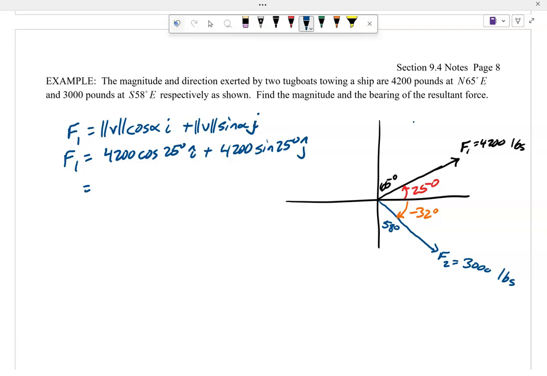4,200 times cosine 25 degrees. Make sure you're in degrees. That'll give you 3806.49. 4,200 times sine 25, I get 1774. First vector. Now let's do the second one.